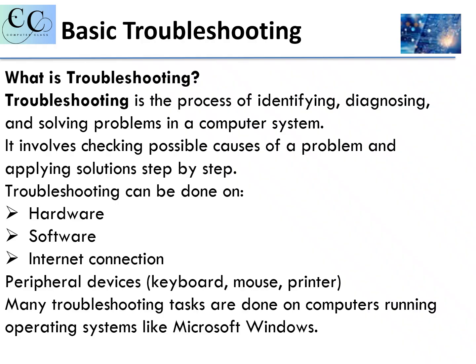Basic troubleshooting will start with the definition of troubleshooting. Troubleshooting is the process of identifying, diagnosing, and solving problems in a computer system. It involves checking possible causes of problems and analyzing solutions step by step. Troubleshooting can be done on the hardware side, on the software side, on the internet connection, and on peripheral devices such as keyboard, mouse, and printers. Many troubleshooting tasks are done on computers running operating systems such as Microsoft Windows.